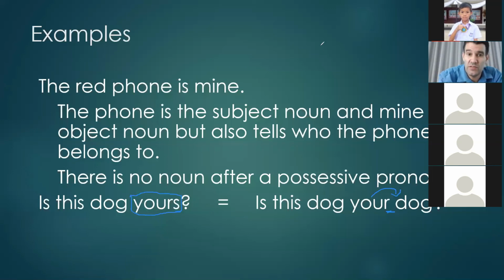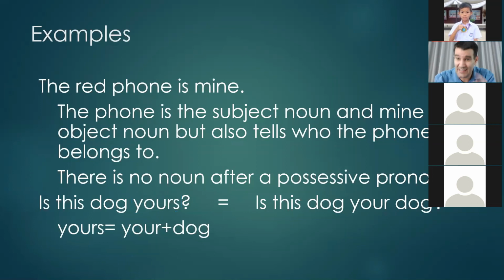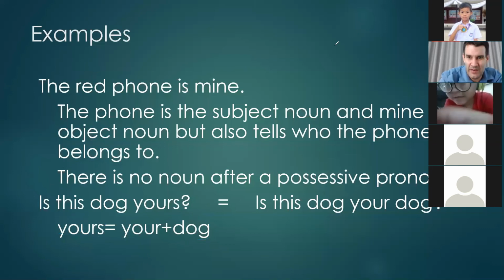This is why we use possessive pronouns, to make it easier to understand what we are saying. So just to show you, yours is the same as your plus dog together. So you just take dog and change it to an S, and your dog becomes yours. It is not always dog, it is whatever noun you are talking about.